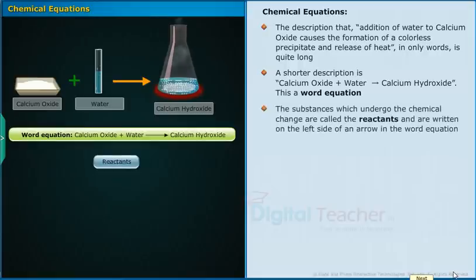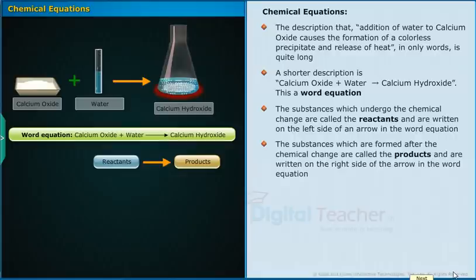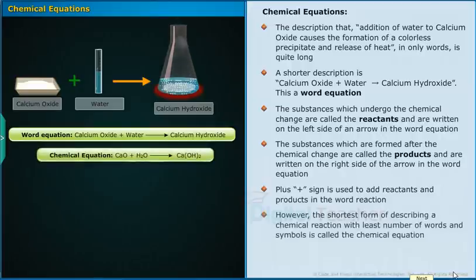The substances which undergo the chemical change are called the reactants and are written on the left side of an arrow in the word equation. The substances which are formed after the chemical change are called the products and are written on the right side of the arrow in the word equation. Plus sign is used to add reactants and products in the word equation. However, the shortest form of describing a chemical reaction with least number of words and symbols is called the chemical equation.